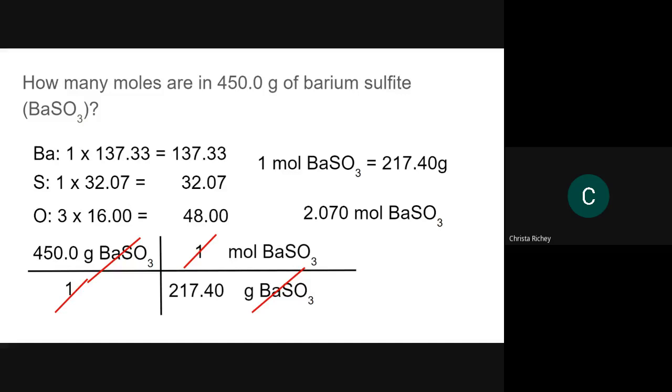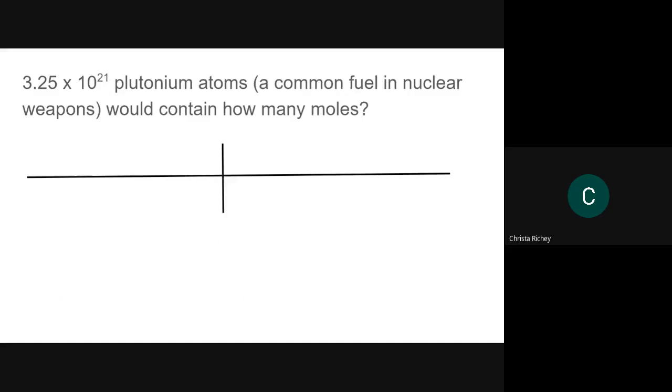Are there questions on how I did this one? How I calculated the mass or putting stuff in the calculator? We have 3.25 E21, or times 10 to the 21st, plutonium atoms. We want to know how many moles there are if I have that many plutonium atoms. Okay, this is an Avogadro's number conversion step.